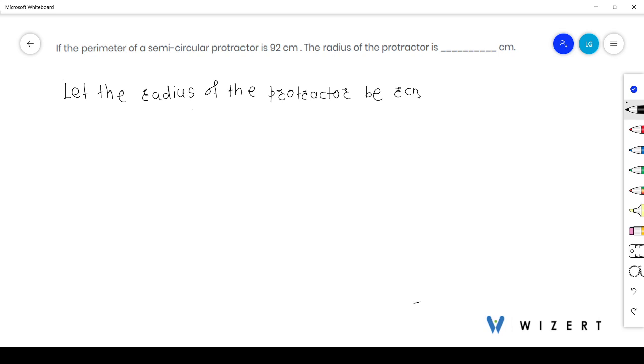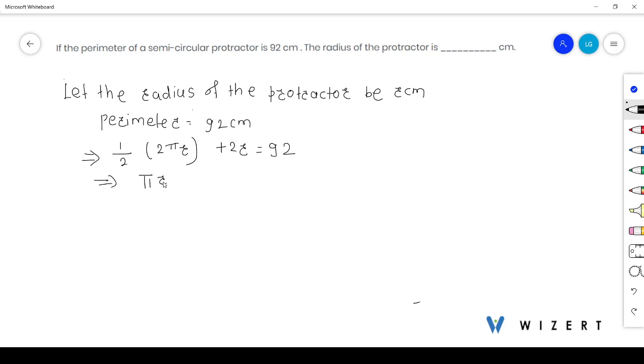Here we have given perimeter is 92 centimeter. As perimeter of the protractor is given by 1/2 2 pi r plus 2r, and it is 92. So it will be pi r plus 2r equals to 92.